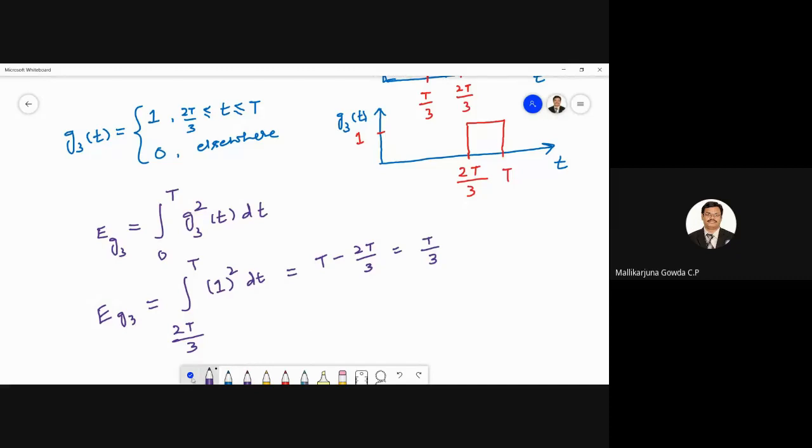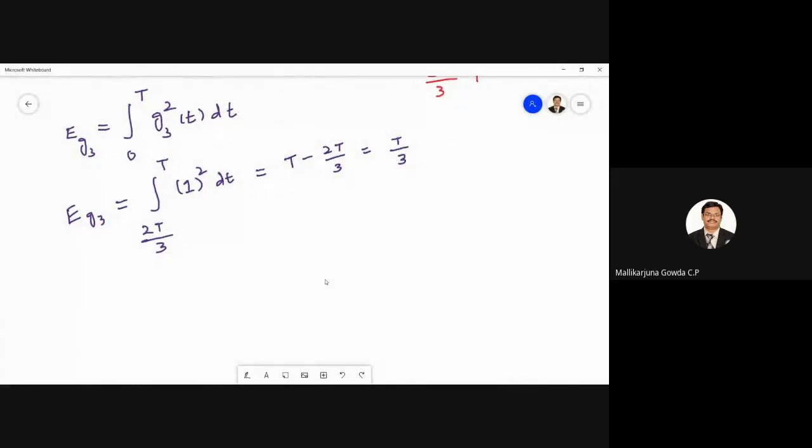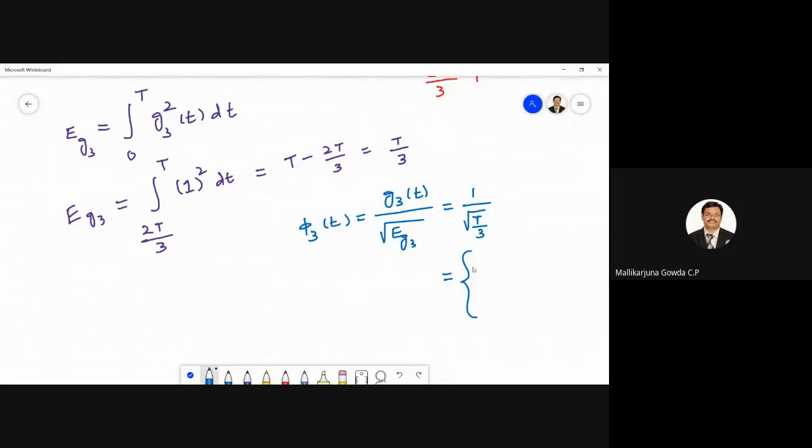So now I can say what is phi 3 of t, right? I can write phi 3 of t will be equal to G3 of t divided by the square root of the energy of the signal G3, which I am writing as E G3. G3 of t is 1, and the energy of the signal is t by 3. So this is the square root of t by 3, which I can write as the root of 3 by t.